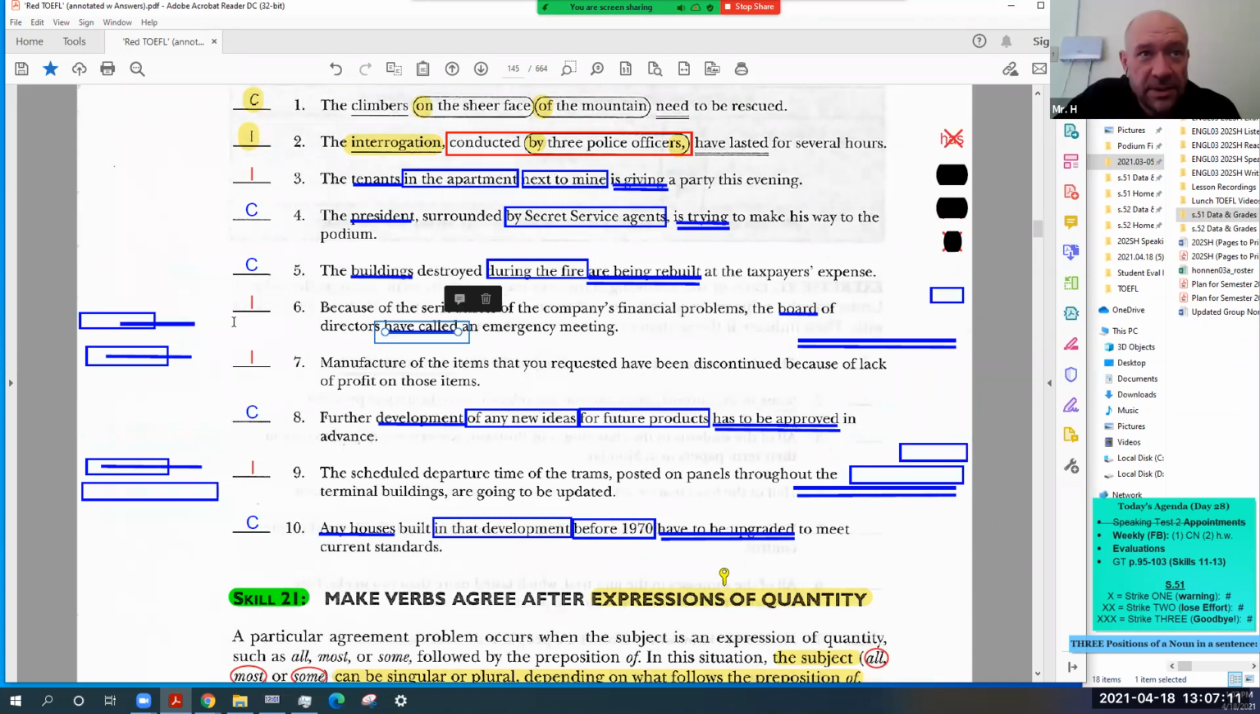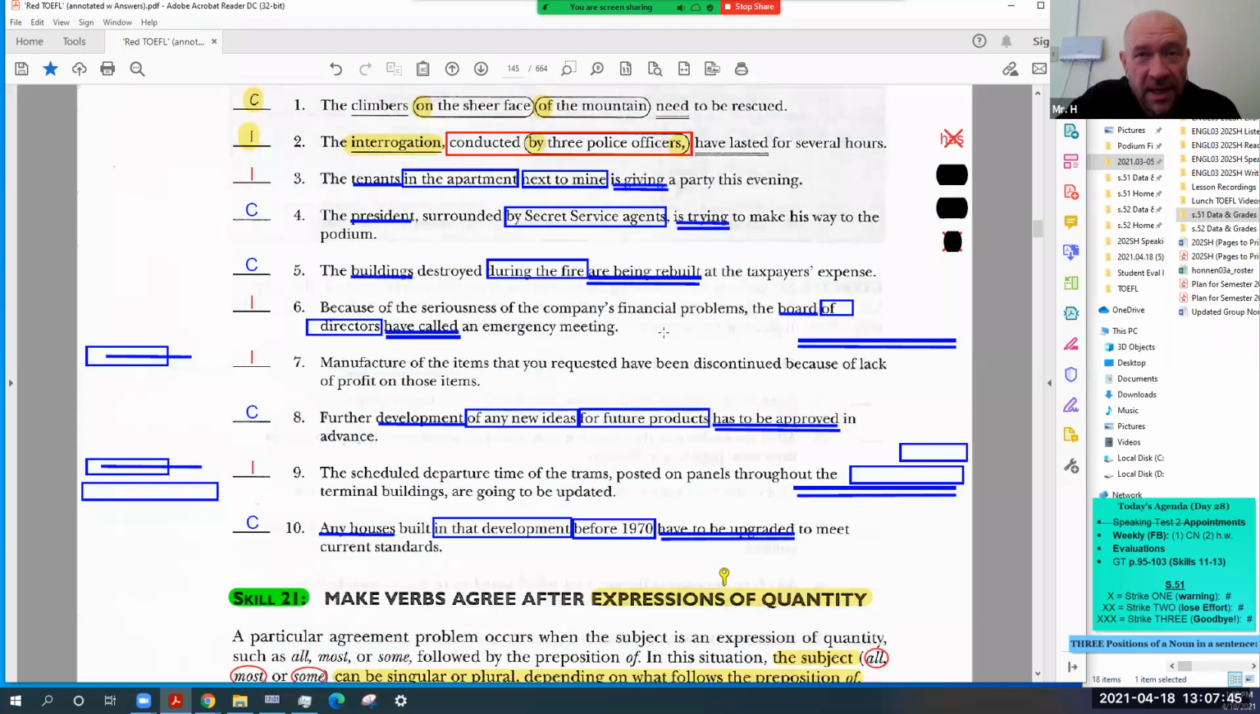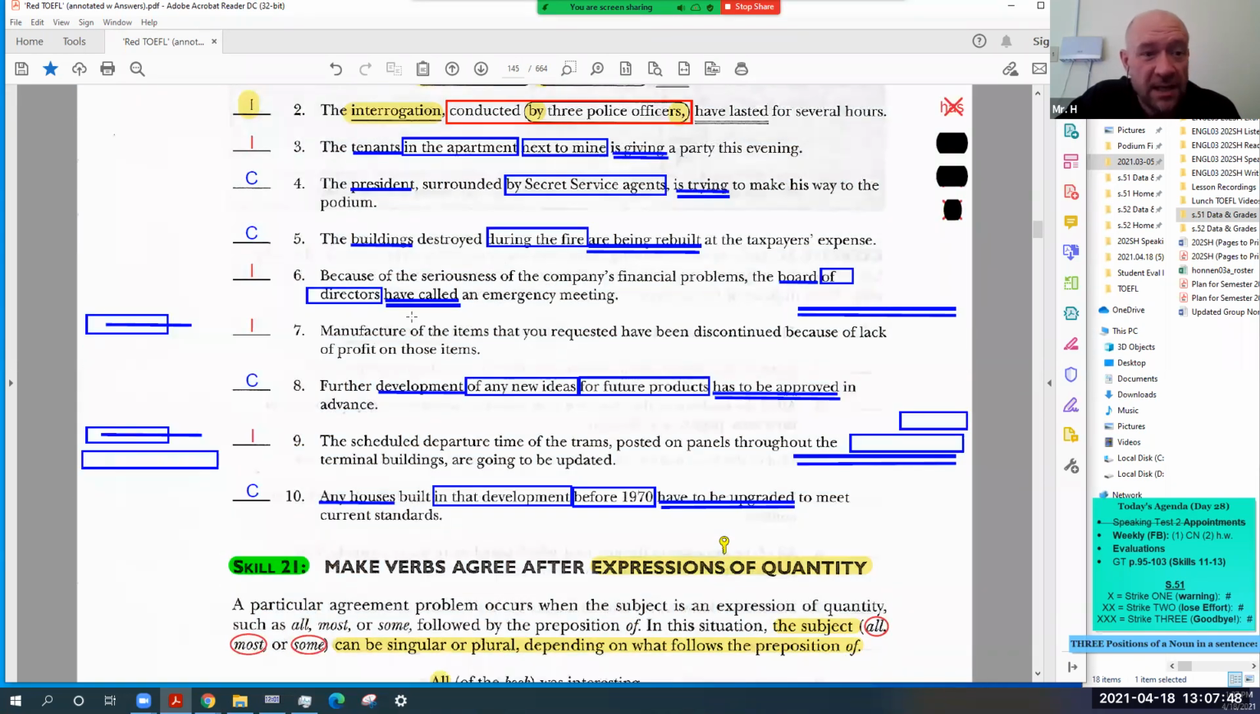Excellent. Do they match? No, they don't. So where do I put my circle? Do you mean the prepositional phrase? Okay, prepositional phrase: because of the citizens of companies' financial problems. That's correct, but I just want to put it between the subject and the verb. So, of directors. There's your prepositional phrase. We'll fix it in a minute.